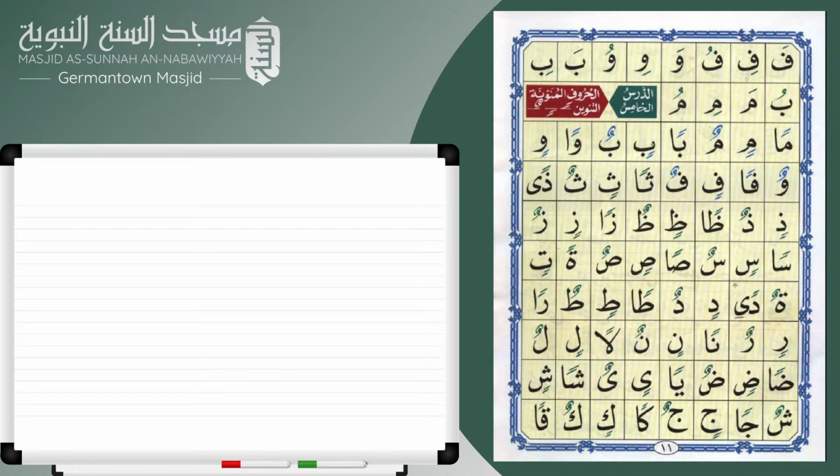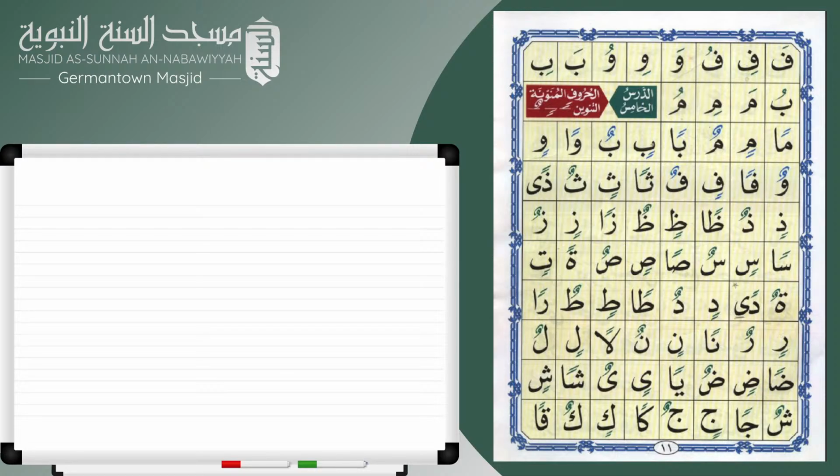Last week we went over the harakat, the vowels, and we said that in the Arabic language there are how many vowels? Three, right? Fatha, which makes a what sound? A. Kasra, which makes a what sound? E. Dhamma, which makes a what sound? U. A, E, U. Is that clear?